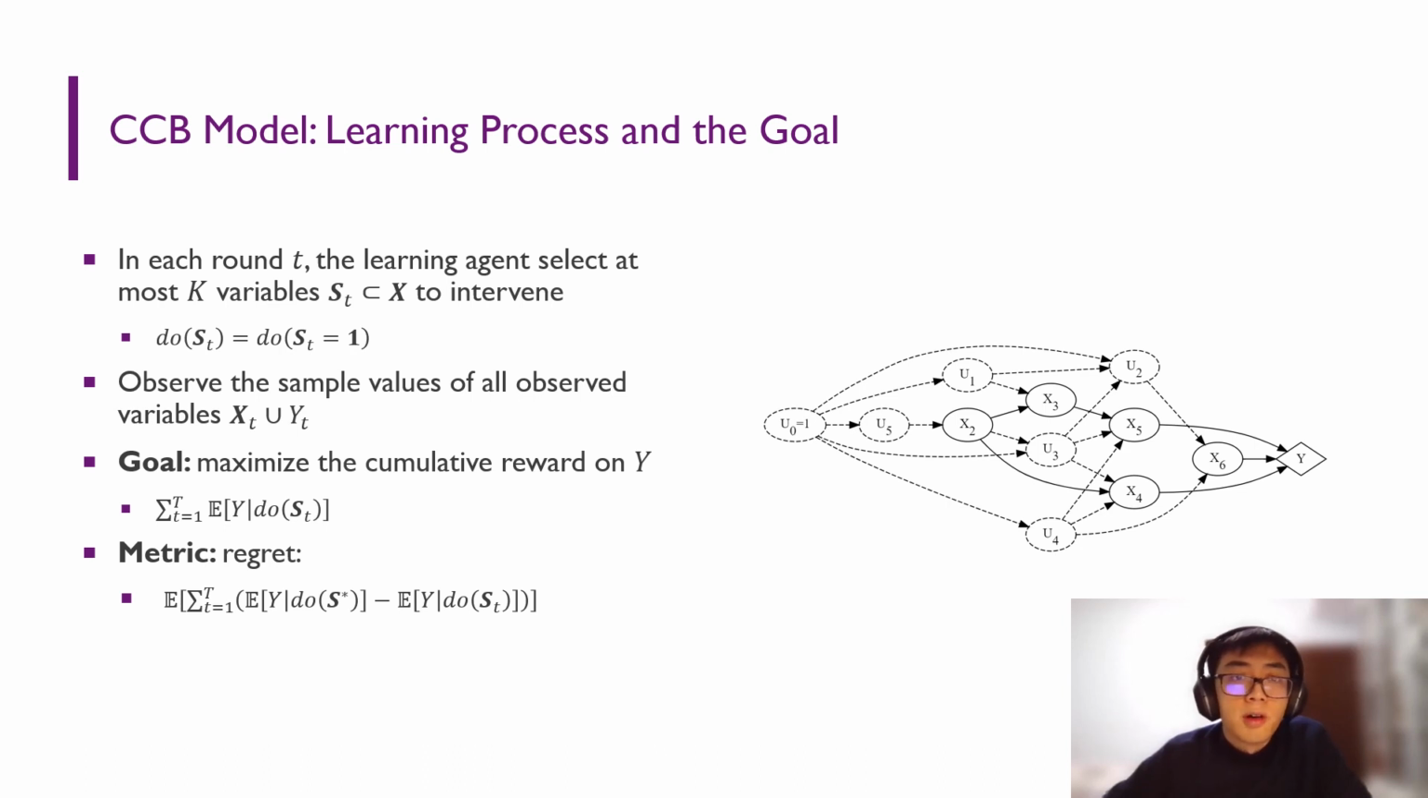In each round of our CCB problem, the learning agent can select at most k variables to intervene. For simplicity, we denote do(S = 1) as do(S). The learning agent can observe the sample values of all observed variables. Our goal is to maximize the cumulative reward on Y, or minimize the cumulative regret.